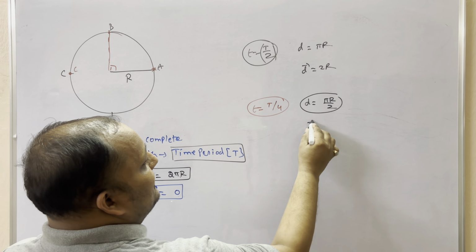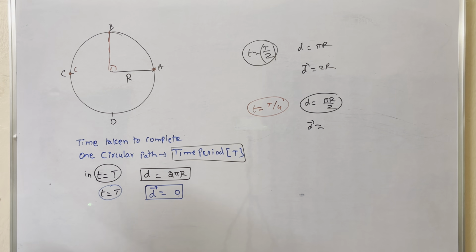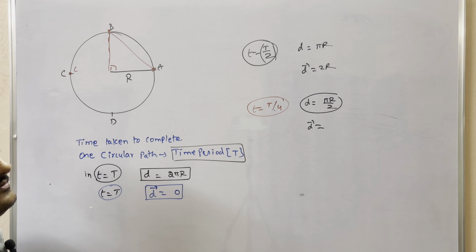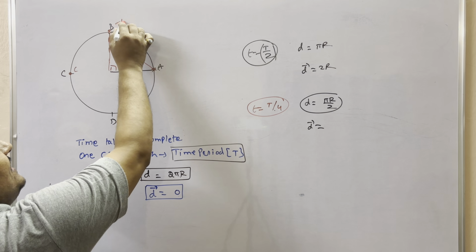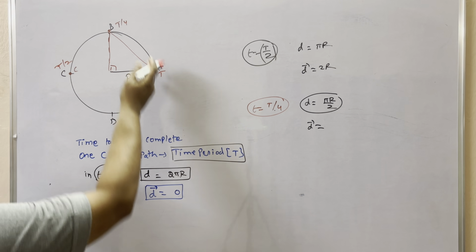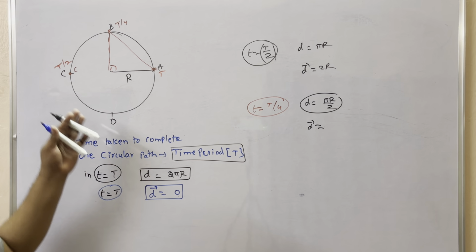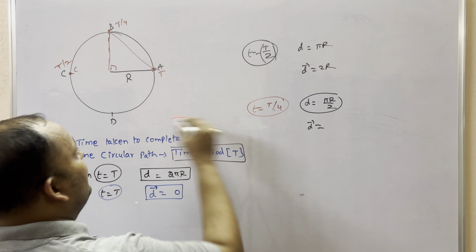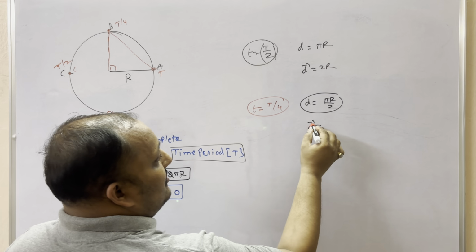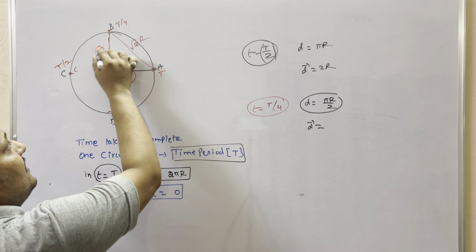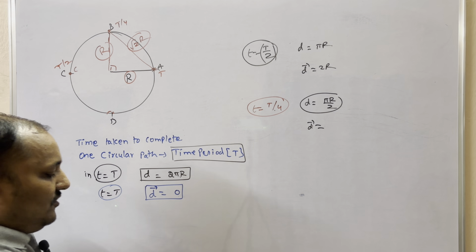Next, what is the displacement? Displacement means the shortest possible distance. In T by 4 time, it will be at B. So A to B takes T by 4. This is T by 2. This is T. This is going to be T by 2 plus T by 4, 3T by 2. Like that we will take it at D. So now what is the displacement? R and R, that is going to be root 2 R.